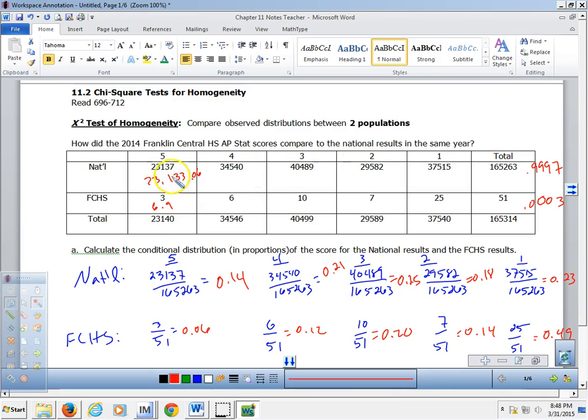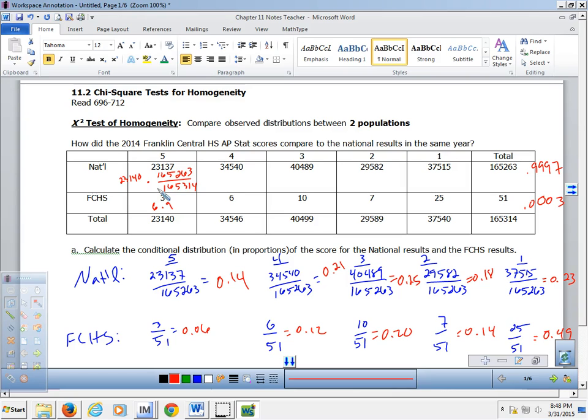Now think about what we're doing here. We found out how much of the total table number was in the national group. So we took 165,263 and divided it by 165,314, the total number. And then we took that proportion and multiplied it by the total in the fives group, 23,140, okay, to find our expected number in that particular cell.